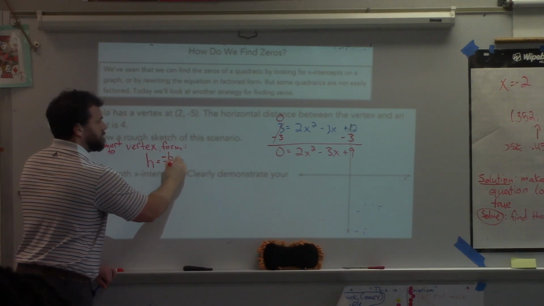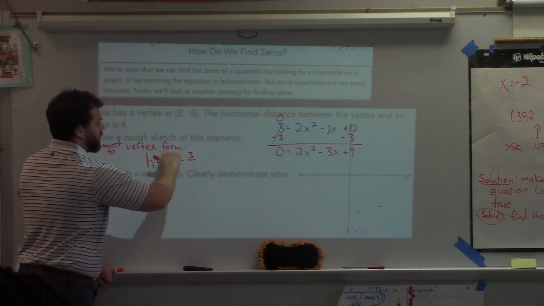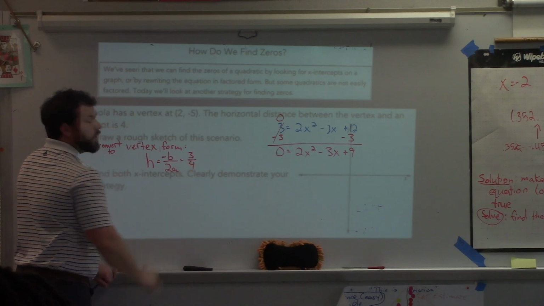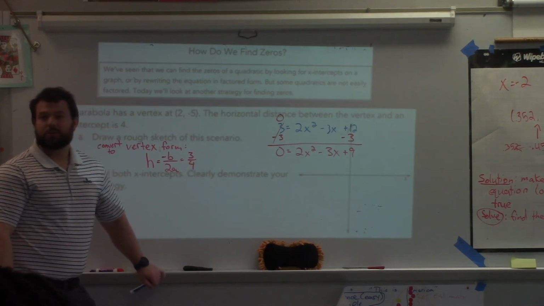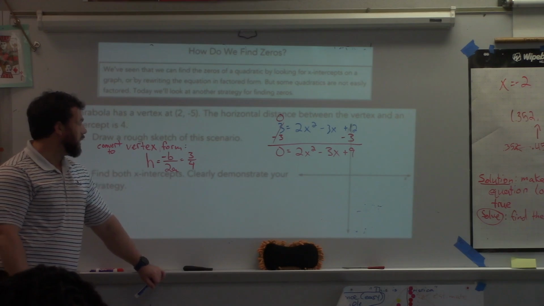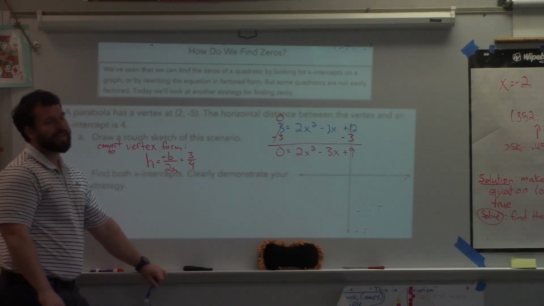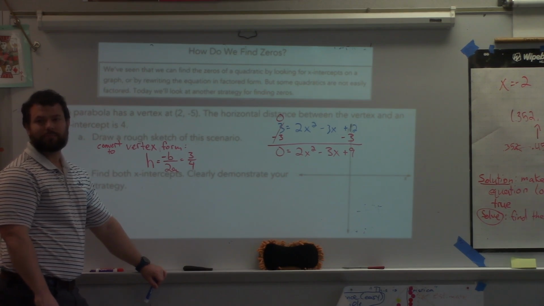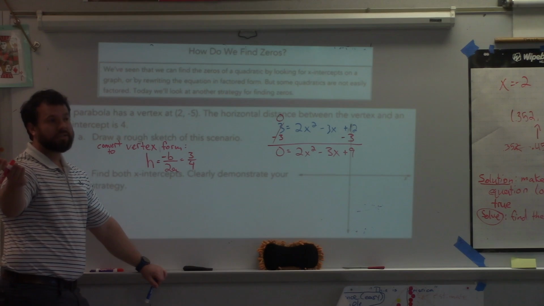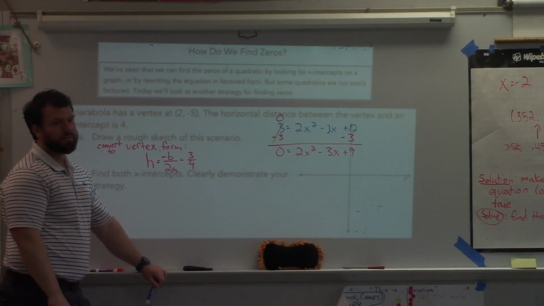Divided by 2a. So the opposite of negative 3 is 3. 2 times 2 is 4. Do you now see why I would not want to use vertex form? I mean, I can find it. I just found my H, but it's a fraction, or I can convert it to a decimal. Do you want to do that? No. Okay, cool.